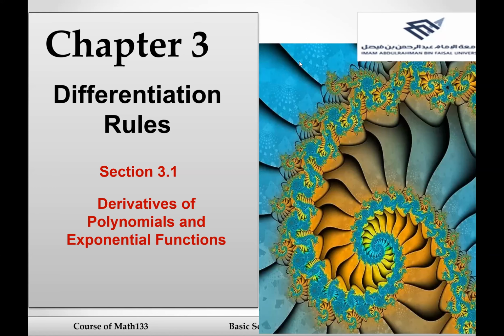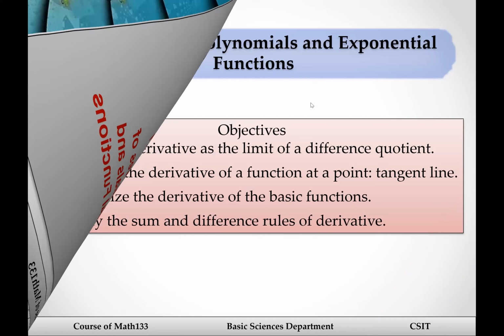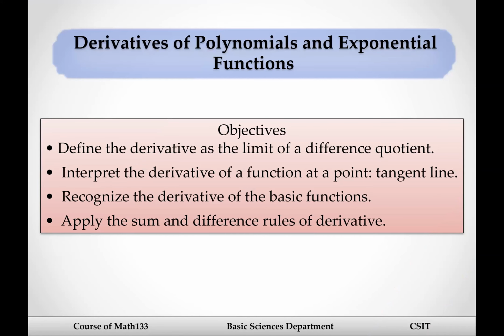Hi, this is section 3.1, which is about derivatives of polynomials and exponential functions. For that, we will define the derivative as the limit of the difference quotient, and then interpret the derivative of a function at a point using the concept of tangent line. Then recognize the derivative of basic functions, and finally apply the sum and difference rules of derivative.